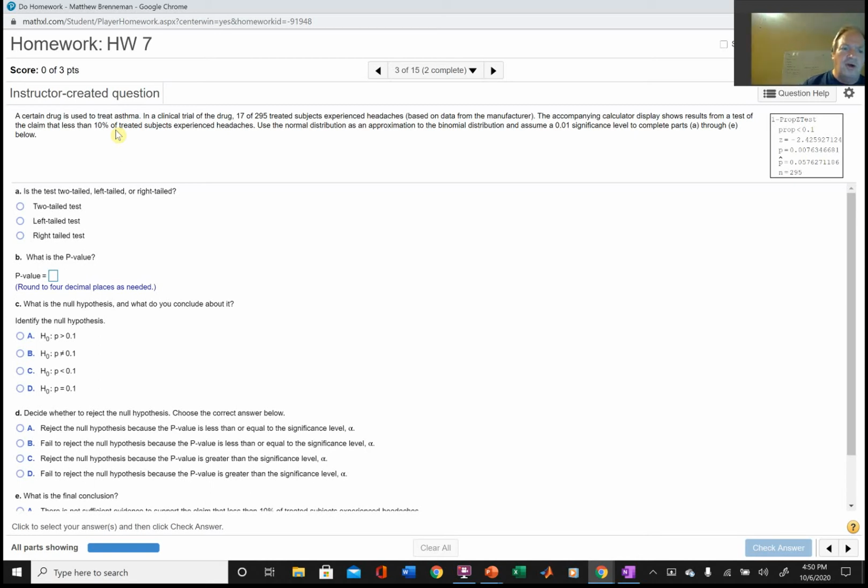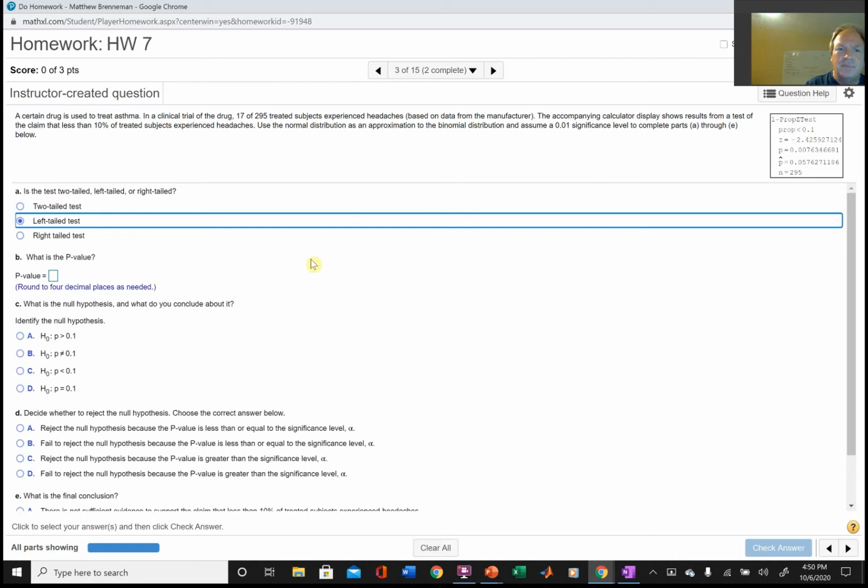So first of all, if we think about it, we're testing the left tail. We're testing to see if it's less than, okay? So the alternative, the thing that we're trying to prove, is that it's less than 0.1. And you can see that right here, the very second line, right? And so we're testing the lower tail. What is the p-value? You can pick that right off. Okay, so it's 0.0076. Okay.